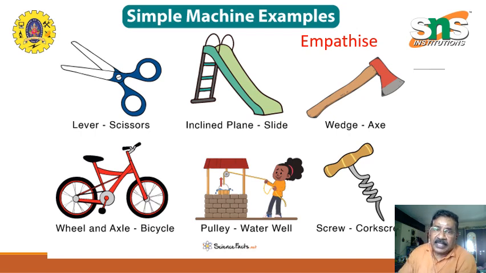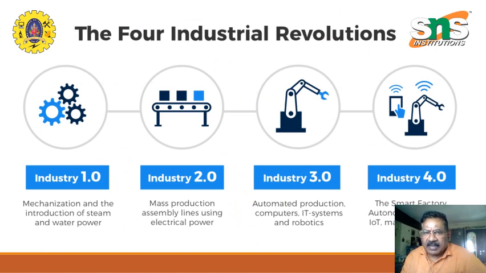Now these are some of the simple machines which we have definitely come across in our day-to-day life, as well as we have studied in our very lower classes like sixth standard, etc. But the automation is basically built on this. Now there are four industrial revolutions that we have come across as of now. We are probably in the fifth industrial revolution.